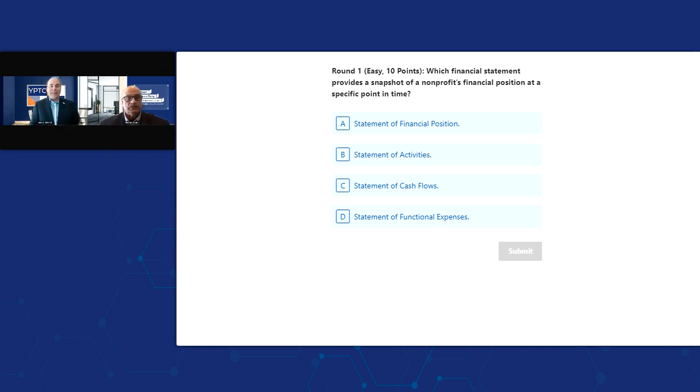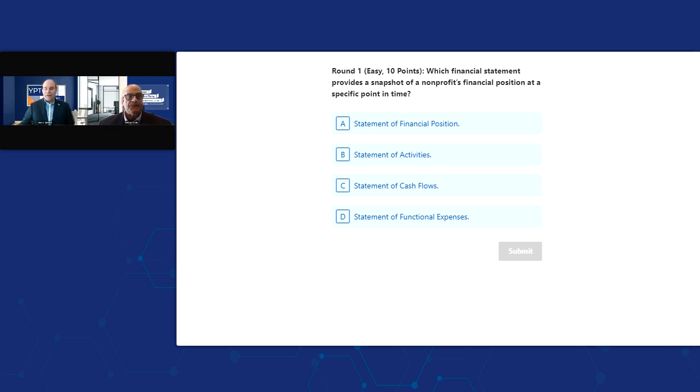Is it A, the statement of financial position, B, statement of activities, C, statement of cash flows, or D, the statement of functional expenses? All right, get your answers in, and we'll see if you guys were paying attention a little bit earlier. We definitely discuss each of these statements in our first learning objective.